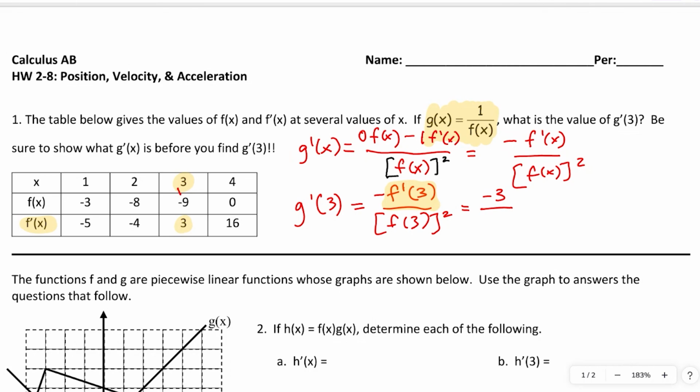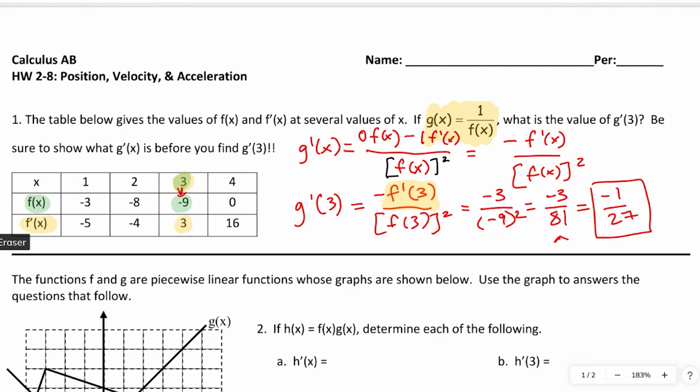So I'm still looking at this x, but now I'm focused in on f of 3. So f of 3 is negative 9, and that number is squared. So we have negative 3 over 81, and you can just leave it like that. This does reduce a little further, you divide both of those by 3, you get negative 1 over 27. So I'll box that, but you're actually good to box this answer, and actually you're even good to box this answer here too.